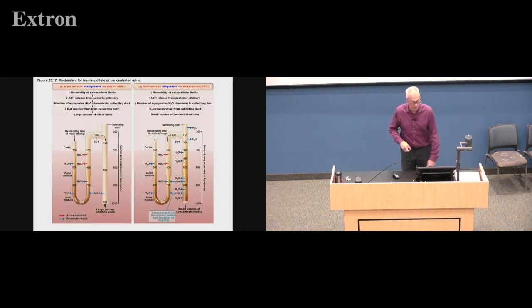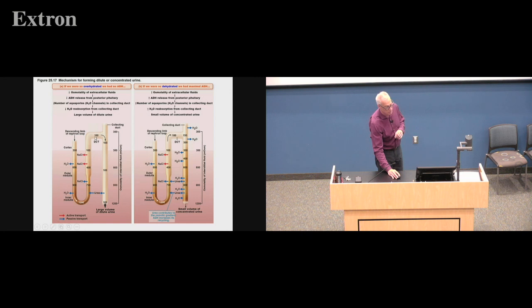Here's a little graphic illustrating that same thing. If you're overhydrated, the hypothalamus reduces ADH secretion, the collecting duct remains impermeable to water, and the dilute filtrate produced by the ascending limb of the loop of Henle and the distal tubule just travels right on down through, and we pee out a large volume of dilute urine.